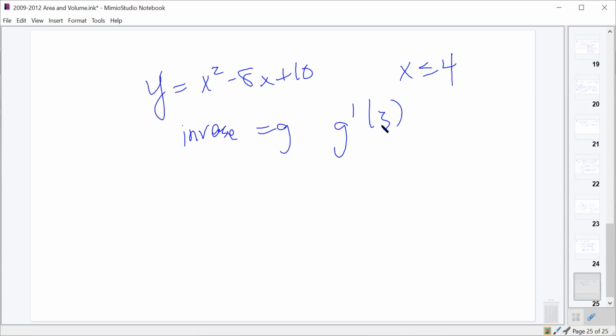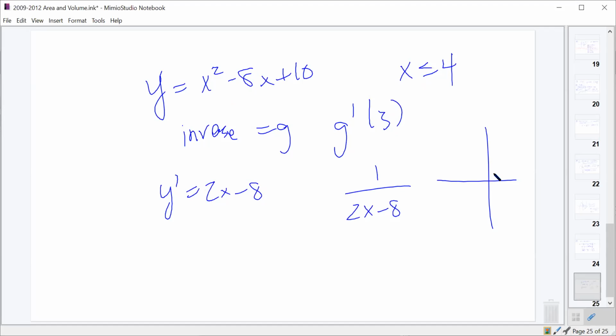g prime of 3. And so if we're looking for g prime of 3, if we were to take the derivative of this, our derivative should be y prime equals 2x minus 8. And our inverse should be 1 over 2x minus 8. And we're looking for g prime at 3. And so g prime at 3 means we need to, since we can't actually use 3 because, so let me sketch the graph out for this, x squared minus 8x plus 10, x is less than or equal to 4 is like, this is our parabola, and here we are at 4.